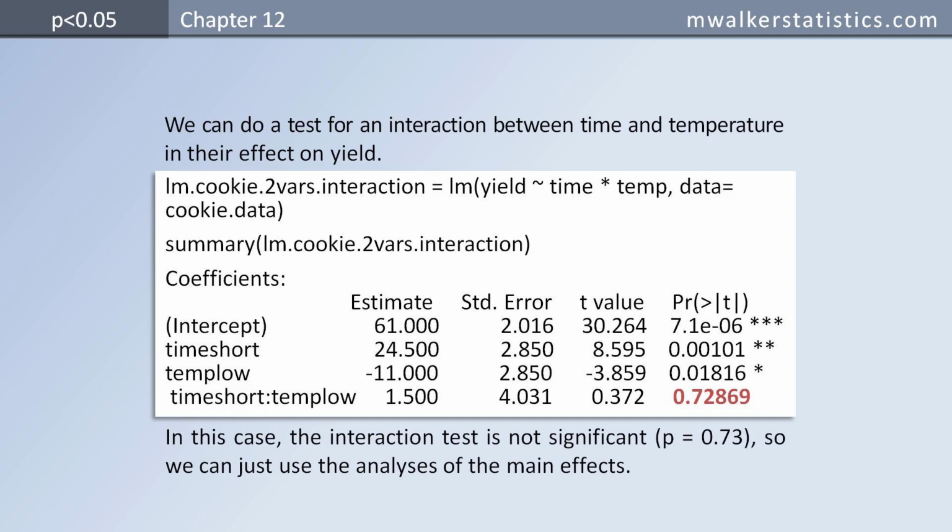We can do a test for an interaction between time and temperature in their effect on yield. In this case, the interaction test is not significant. P equals 0.73, so we can just use the analyses of the main effects.